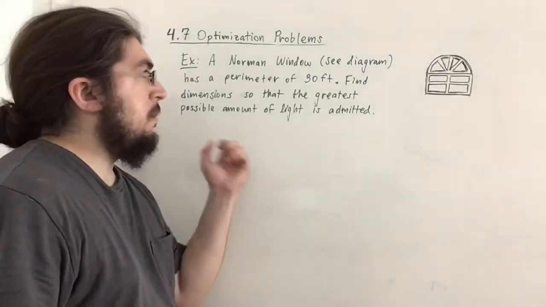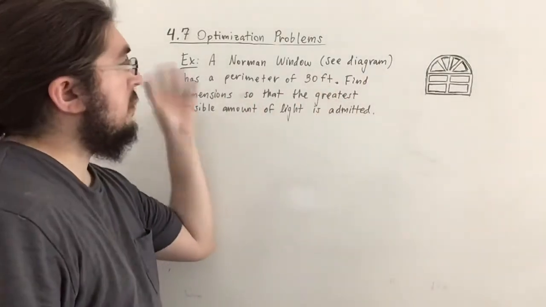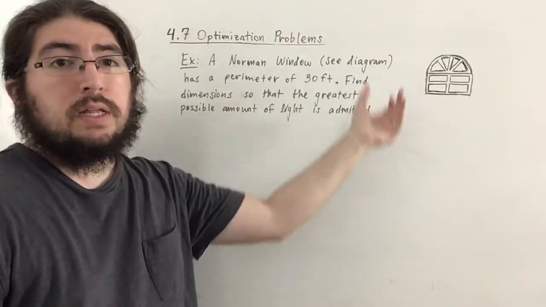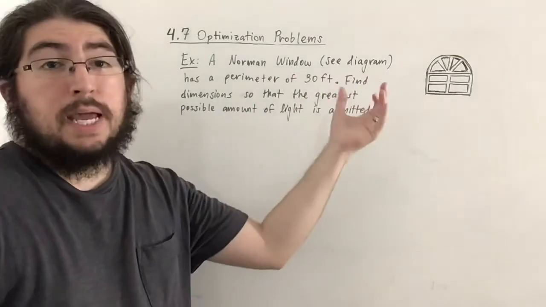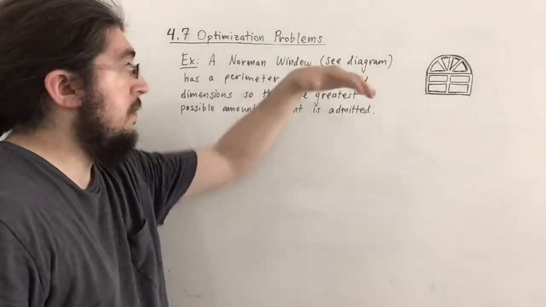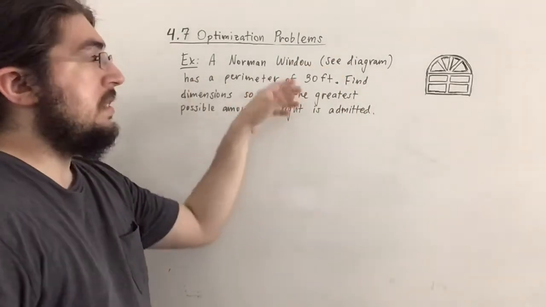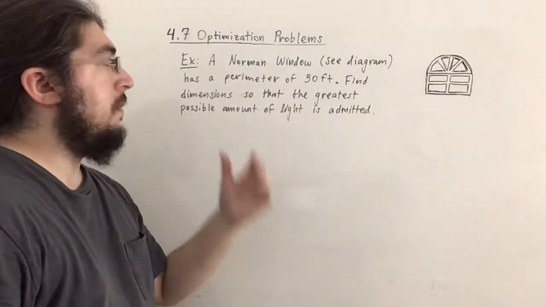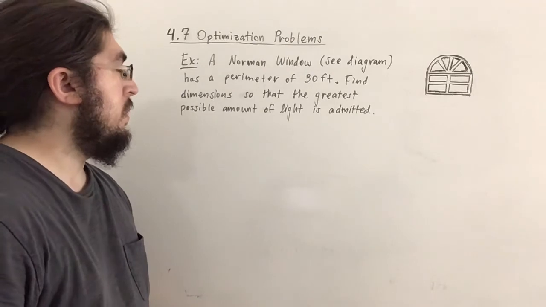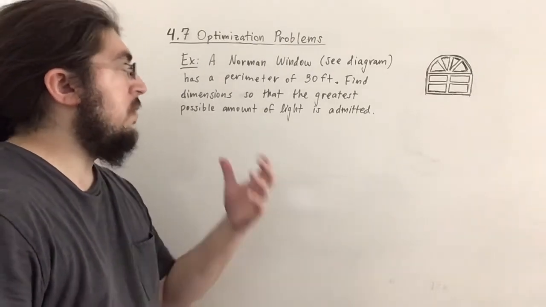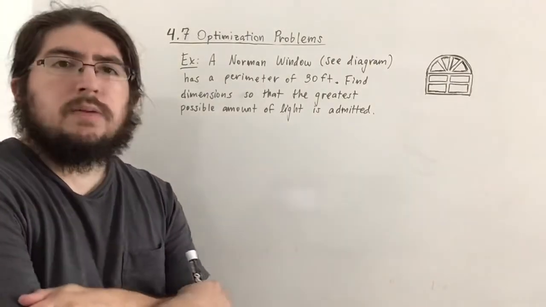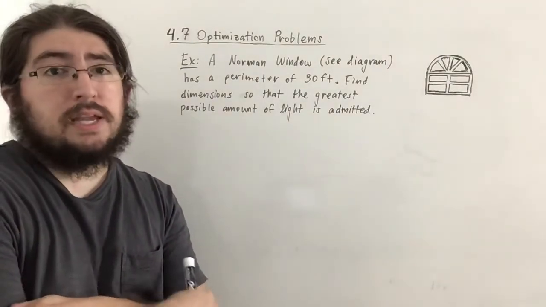Right, so for this example, we're given a particular object. In this case, it's what is called a Norman window. It's constructed from a semicircle and a rectangle of the same diameter as the semicircle that sits completely above it. And it has a perimeter, in this case, of 30 feet. We want to find the dimensions of the window so that the greatest possible amount of light is emitted. So basically they're asking us to maximize the area.